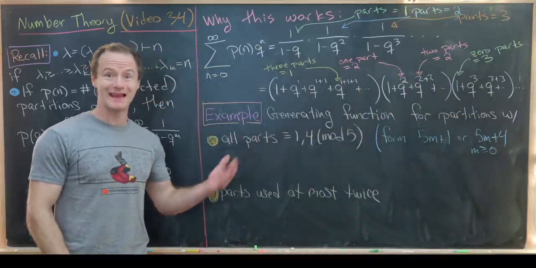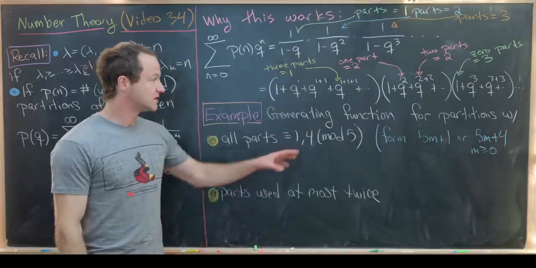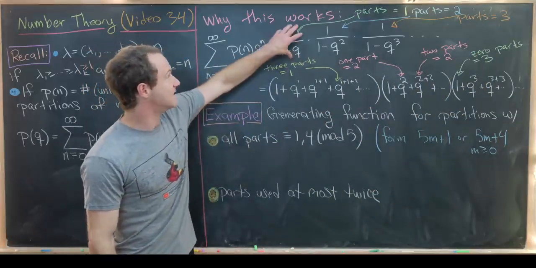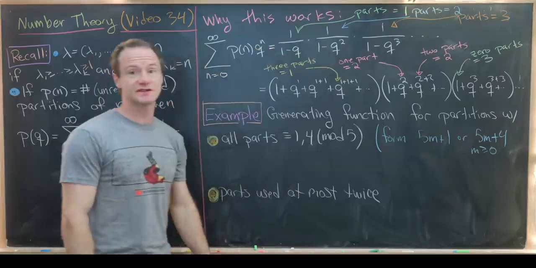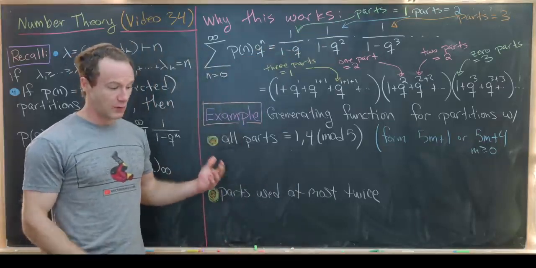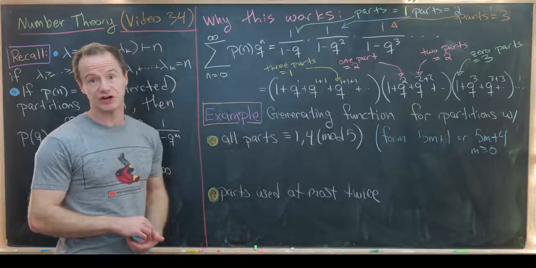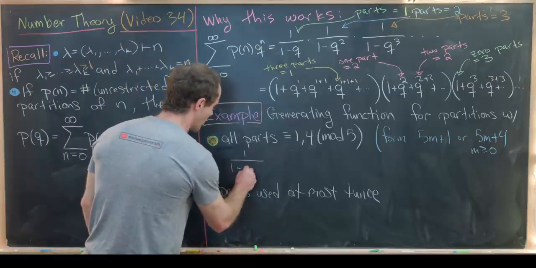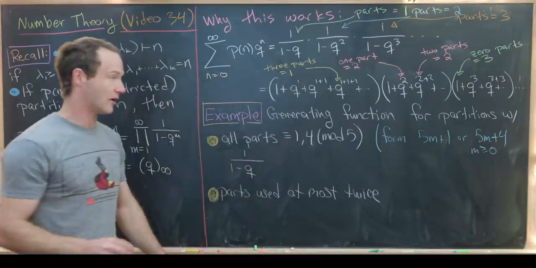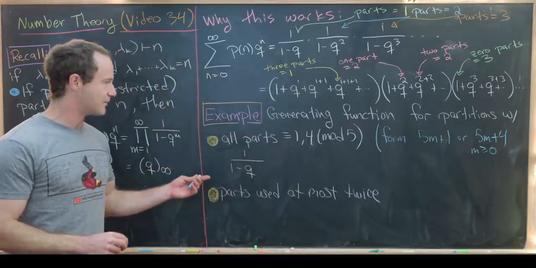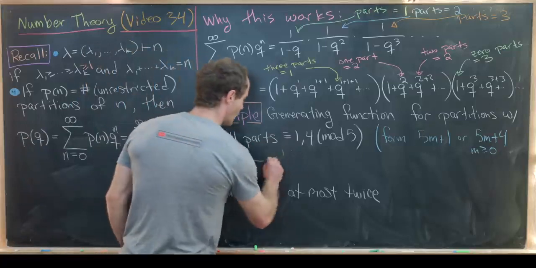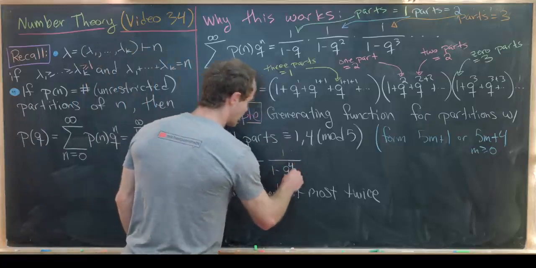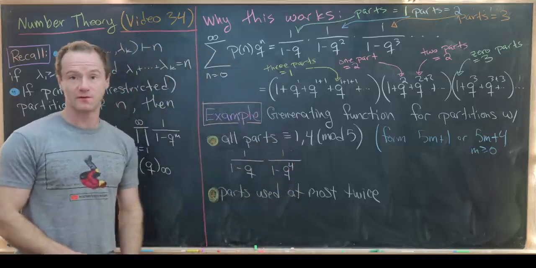But m could be anything bigger than or equal to 0. So keeping in mind that these types of rational functions control what parts we're using, we can write down a generating function pretty easily, and it would look like this. 1 over 1 minus q to the 1 power. That would be using a part that is equal to 1. 1 over 1 minus q to the 4th power. That would be parts equal to 4.